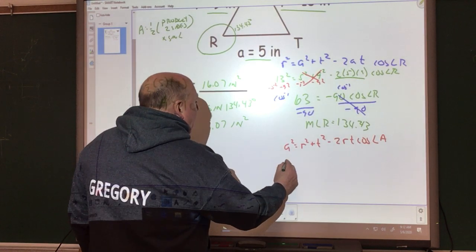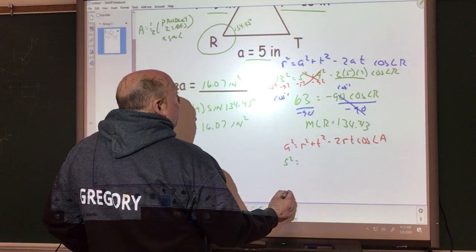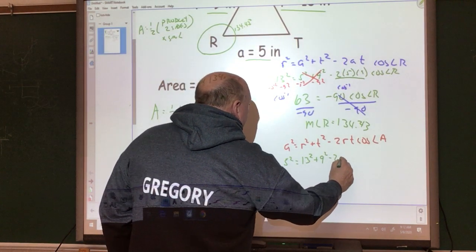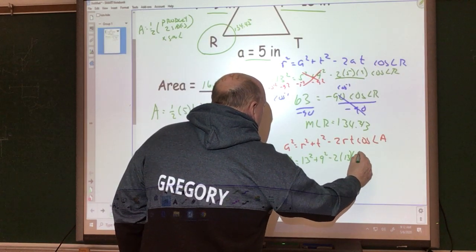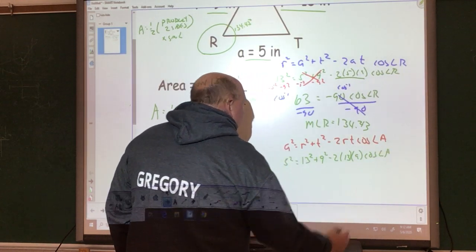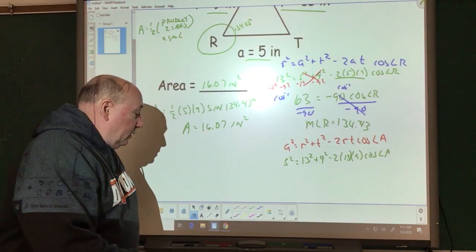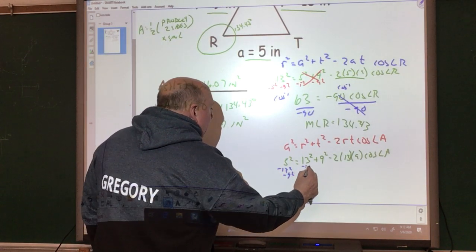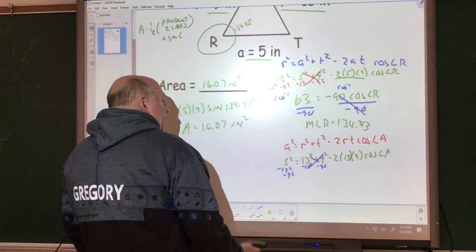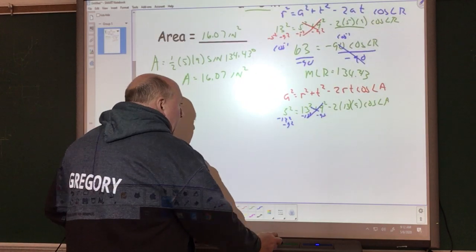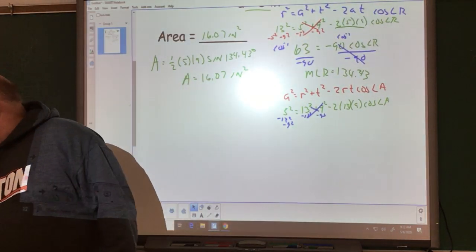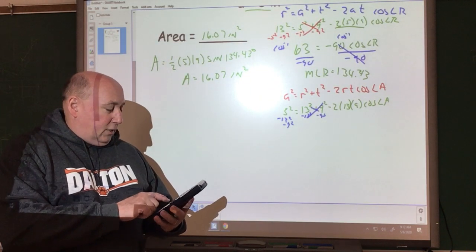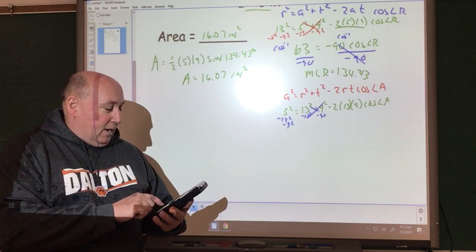So we have 5 squared is equal to r squared, which is 13 squared, plus 9 squared minus 2 times 13 times 9 cosine of angle A. Once again, if I'm going too fast, feel free to pause it. Minus 13 squared minus 9 squared gets rid of these. So we have 25 minus 13 squared minus 81.